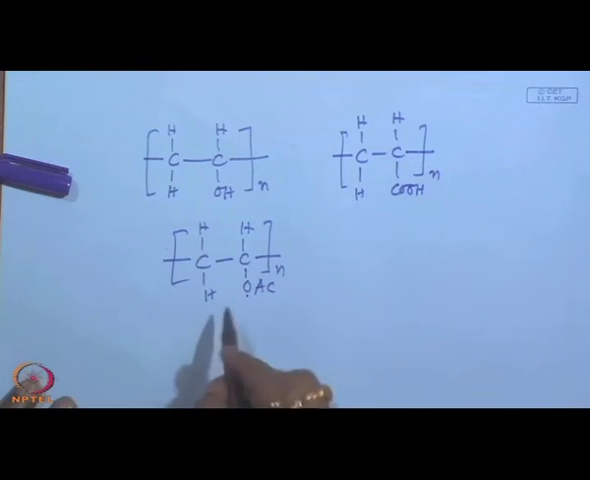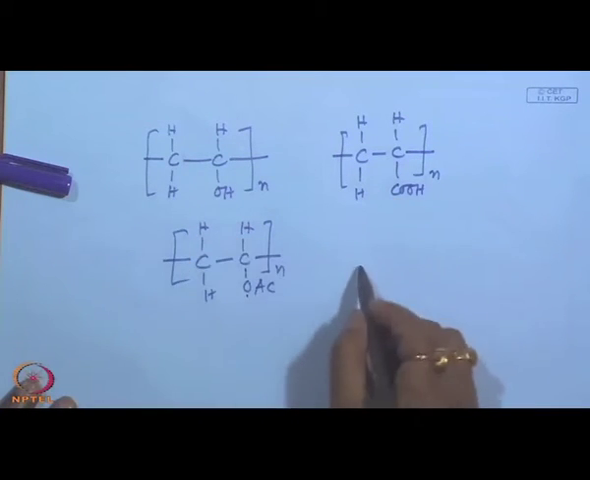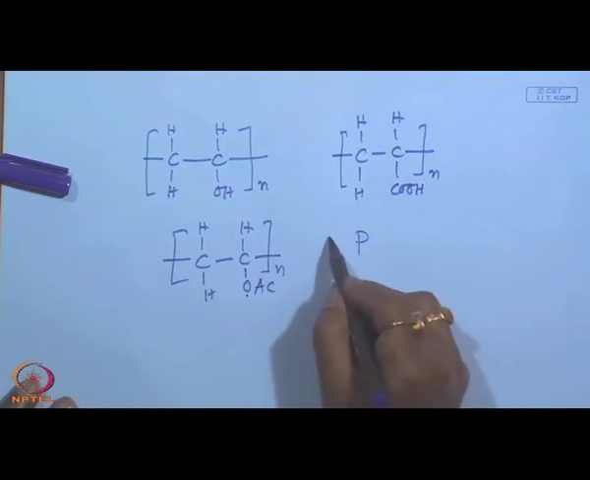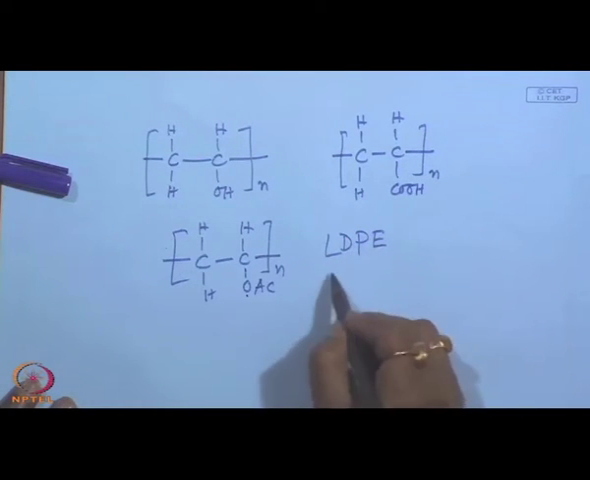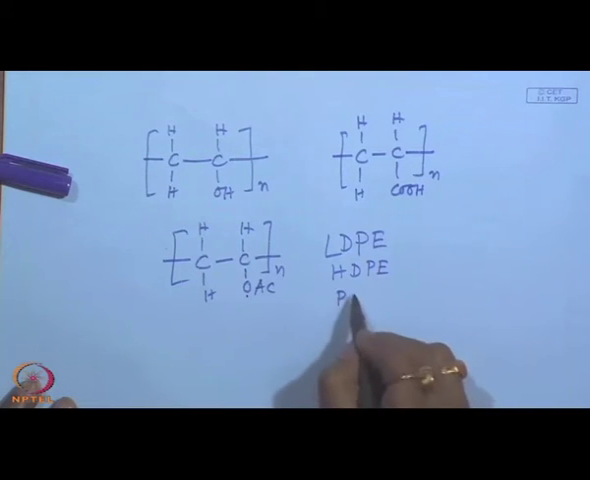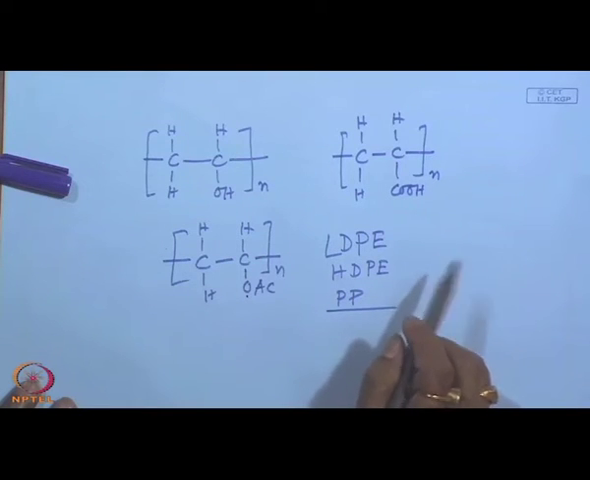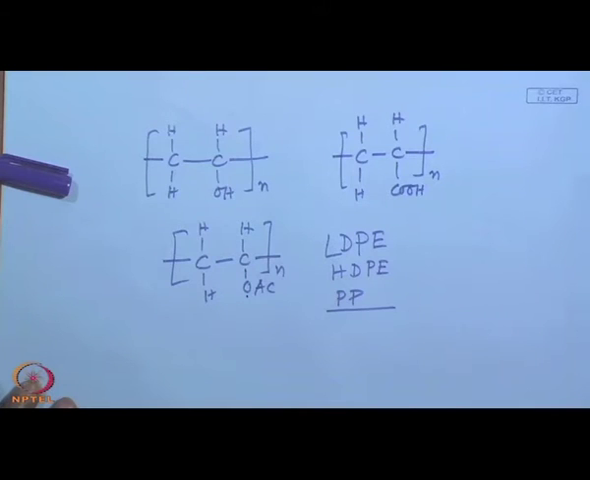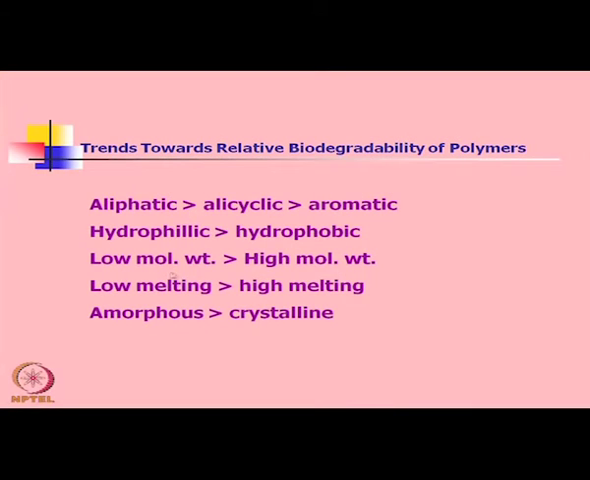So, these are all hydrophilic polymers, whereas polyethylene, say LDPE or HDPE, high density polyethylene, or polypropylene are hydrophobic polymers, and these are non-degradable. So, hydrophilic polymers are more degradable than hydrophobic polymers. Polymers having low molecular weight are more degradable than high molecular weight. Polymers having a lower melting point or softening point will be more degradable than those with a higher melting point. Amorphous polymers are more degradable than crystalline polymers.